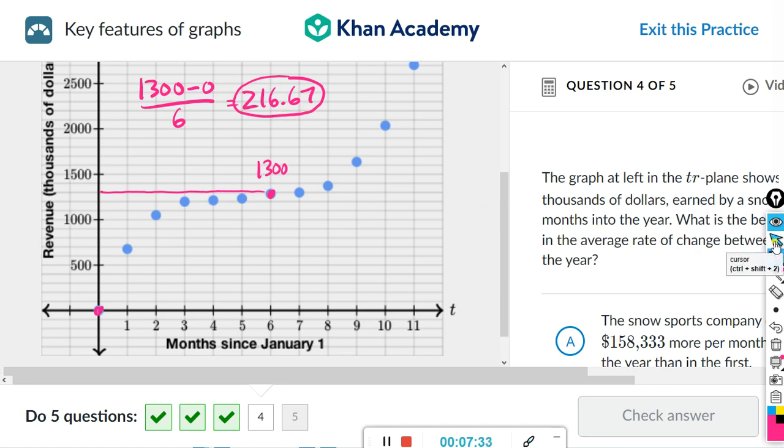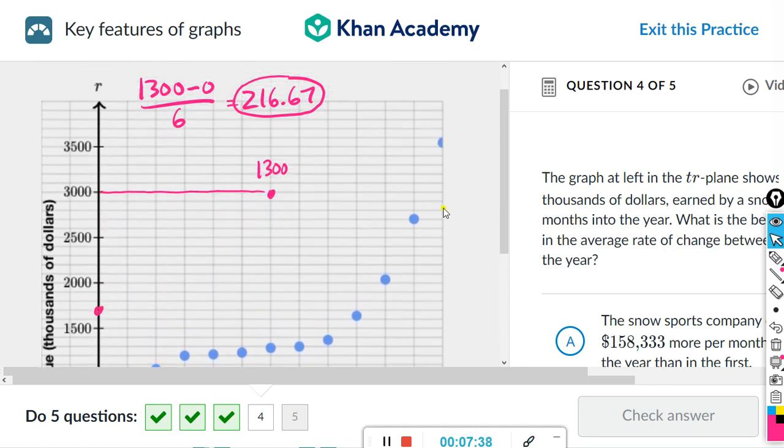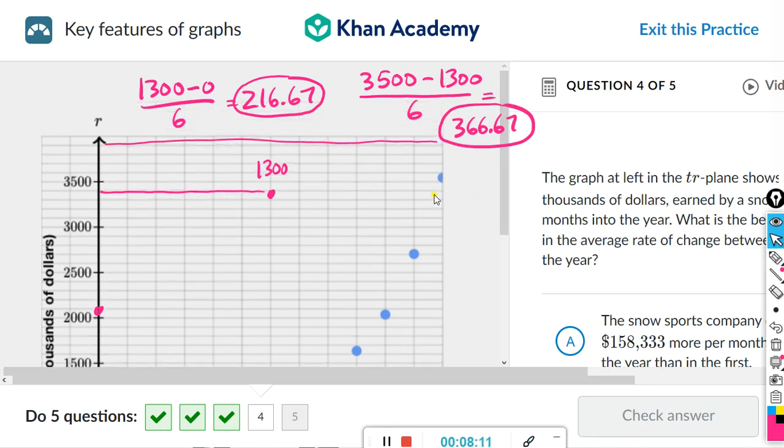All right, now for the next 6 months, let's see where the dot is at for 12. Okay, it's all the way up here, and this dot is at a little over 3,500. Okay, so it went from 1,300 to 3,500. And again, that's divided by 6 because we're covering 6 months. And I get 366.67. Okay, remember these are in thousands.